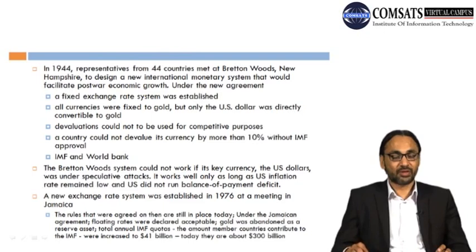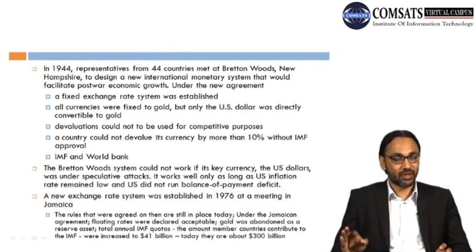In 1944, representatives from 44 countries met at Bretton Woods to design a new international monetary system that would facilitate post-war economic growth, and they developed a fixed exchange rate system. Besides this, they established two international institutions, the IMF and the World Bank. The Bretton Woods system could not work if its main currency, the US dollar, came under speculative attacks. It works well only as long as the US inflation rate remained low and the US did not run a balance of payments deficit.